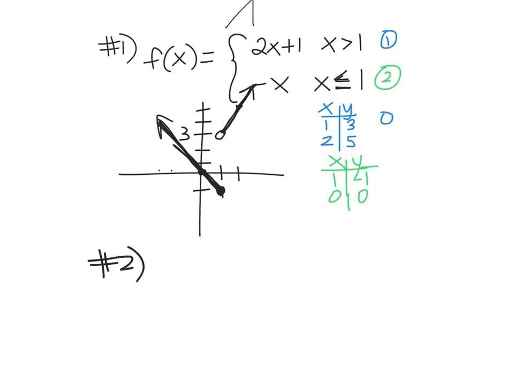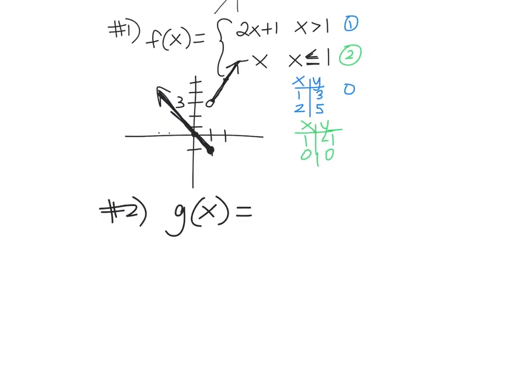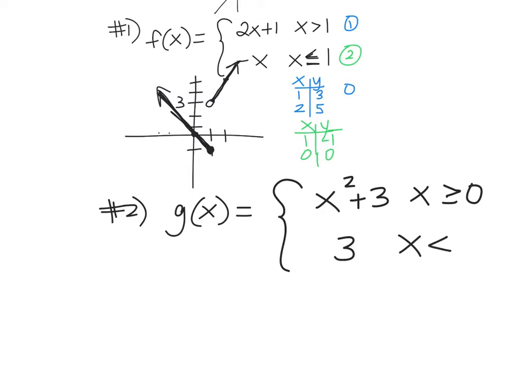Okay, number 2. You get to try one now. We'll call it g of x, just to be different. Let me write this problem down. All right, g of x equals, let's do something a little different. Let's do x squared plus 3 when x is greater than or equal to 0. And then let's do g of x equals 3 when x is less than 0.